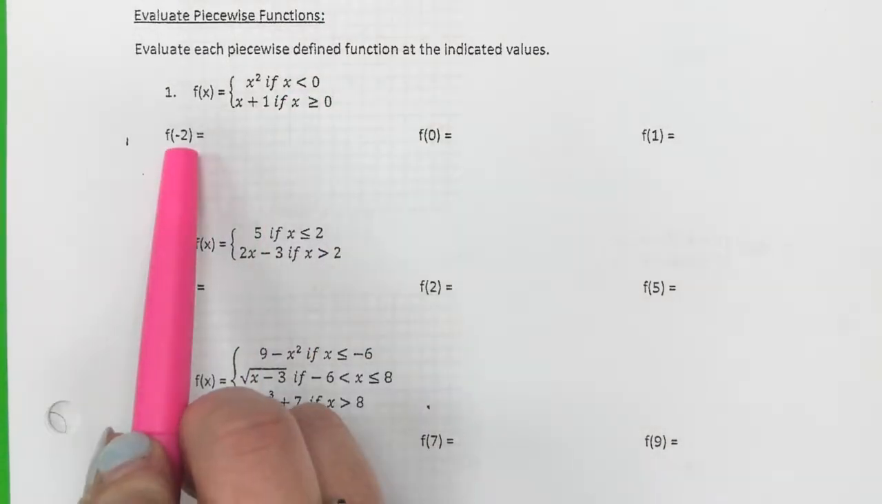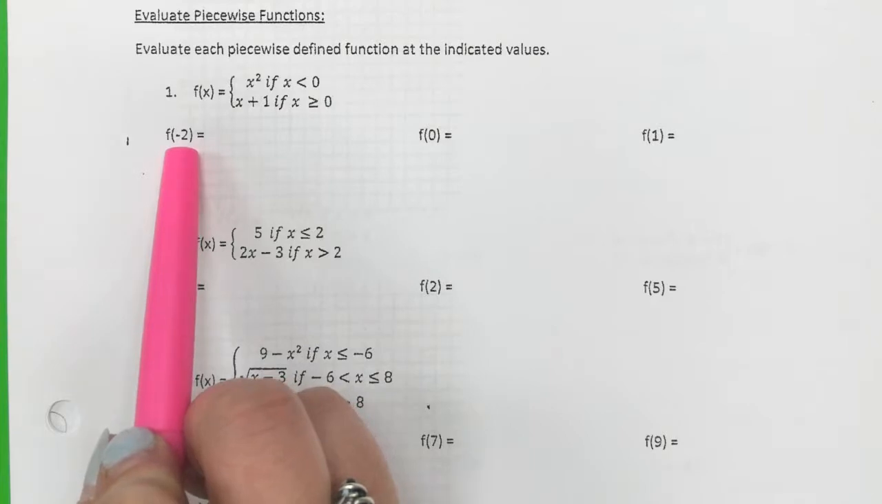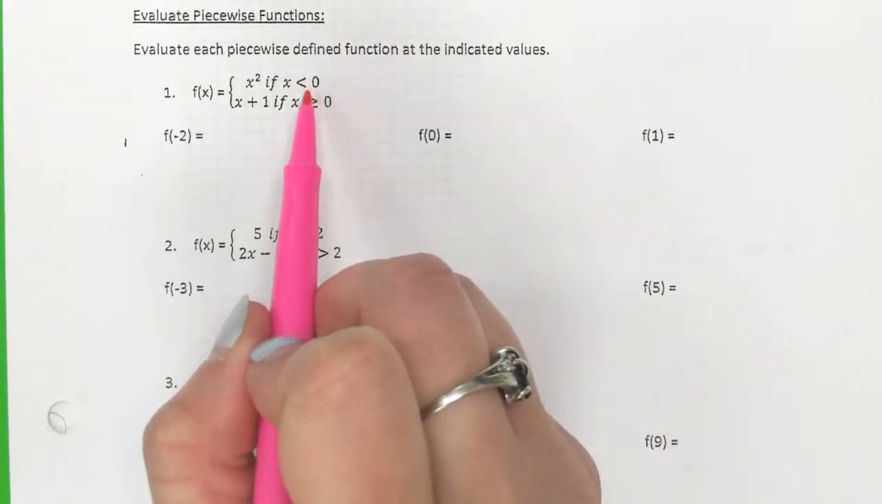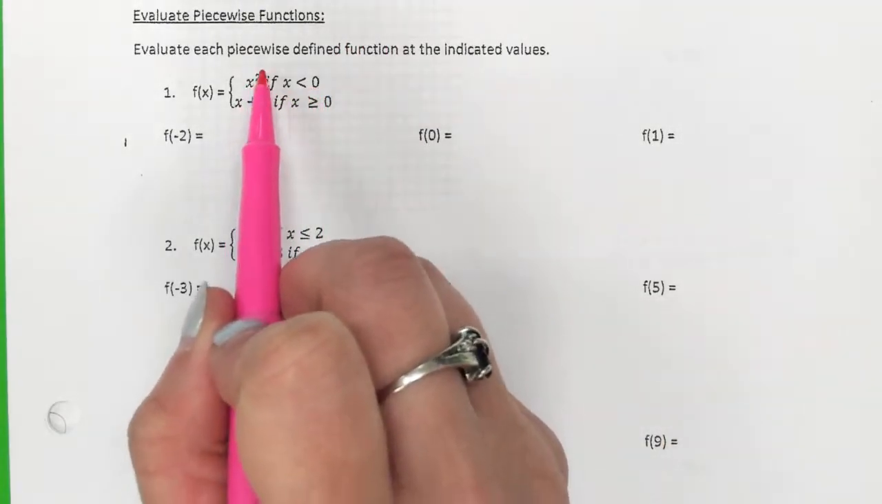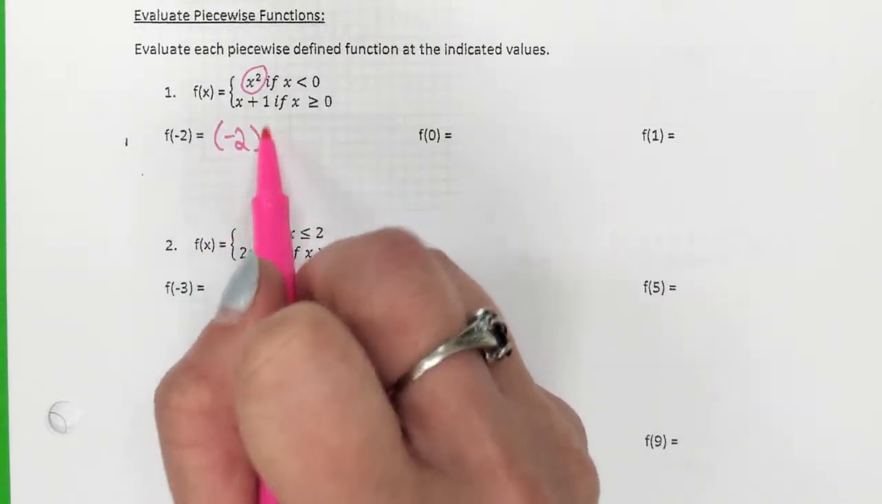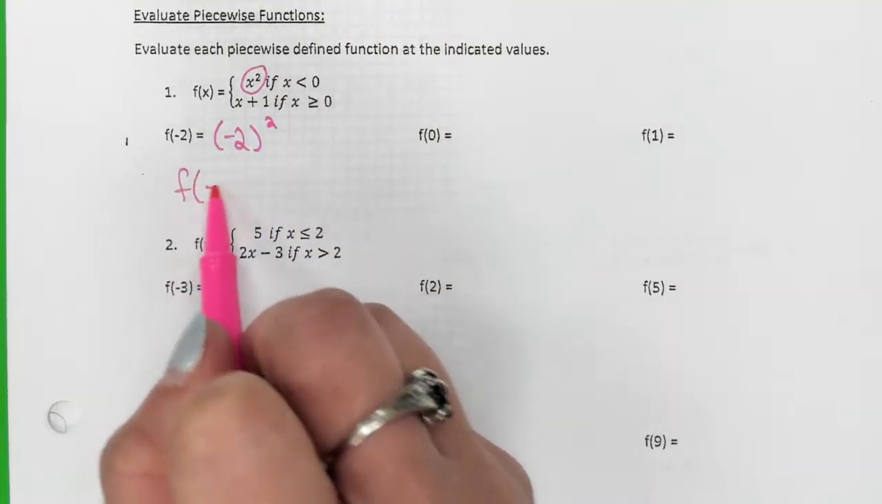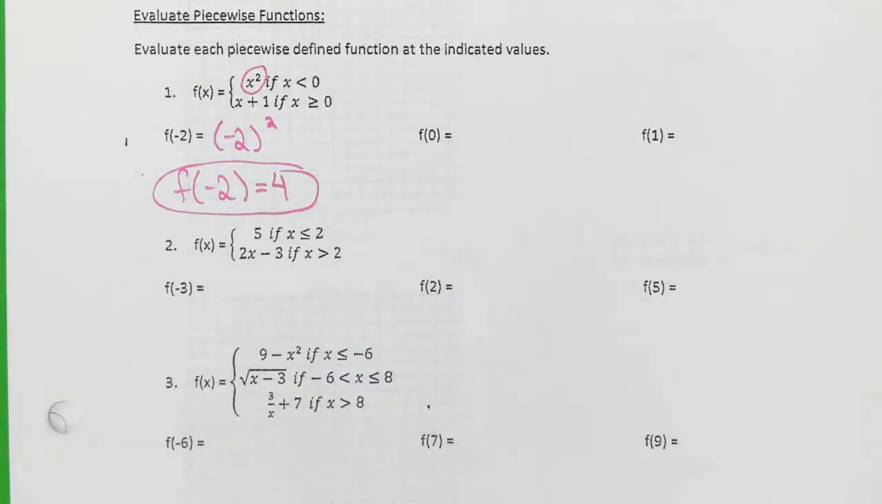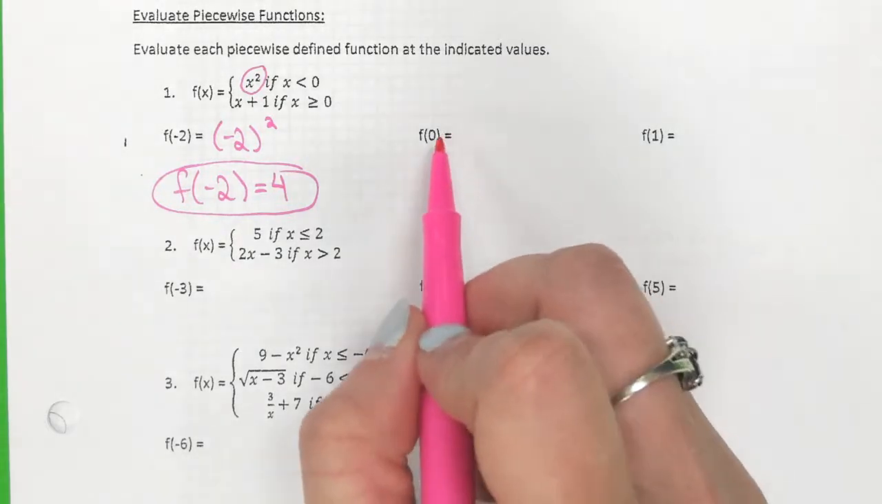Where does negative 2 fit? Less than 0 or greater than or equal to 0? Less than 0. Negative 2 is less than 0, so we're going to plug into x squared. So we got negative 2 squared, so our answer would be 4. So we're just building off of what we did before. Y'all okay on that?